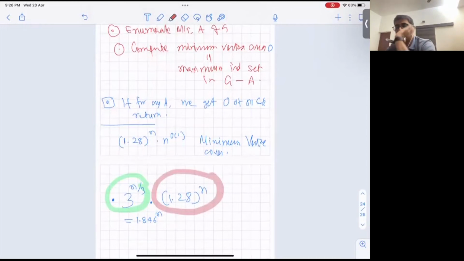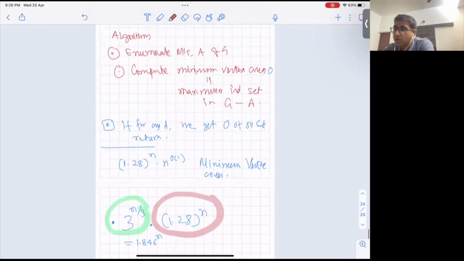But as Nidhi observed, my point is this algorithm does much better. I wanted you to think, can you come up with one way to reduce the running time of this algorithm? One observation Nidhi has is that actually you are computing the minimum vertex cover not on the whole graph, but on a graph which is G minus A.